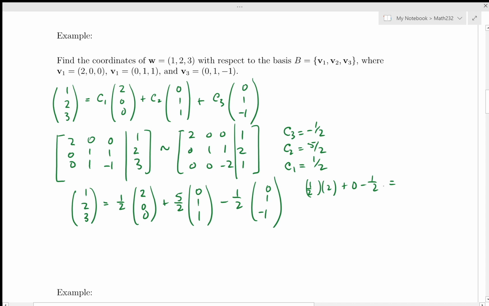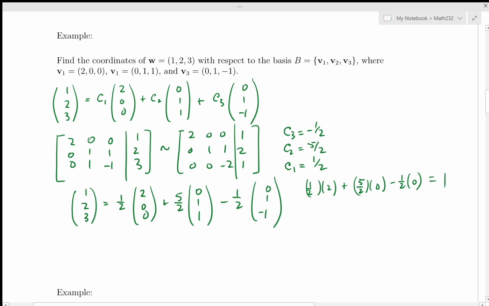What happened? Hang on. I should be getting a 1 there. Hang on. Did I write this down? Yeah, that is 0 minus, oh, sorry, it's 0. What did I do wrong here? This is 5/2 times 0 minus 1/2 times 0, not plus 0. Okay, so that works out to be 1.